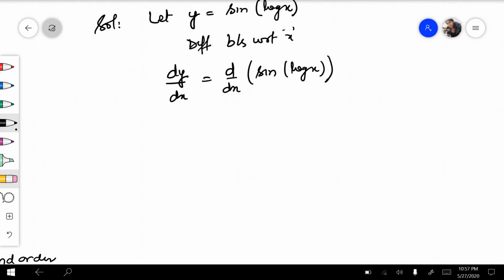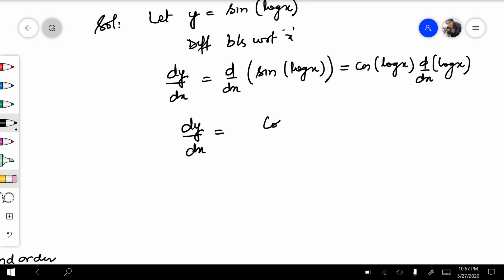साइन का डेरिवेटिव cos into d by dx of log of x, which gives you dy upon dx is equal to cos of log of x, और log x की डिफरेंशिएशन होती है 1 by x. तो सिंप्लीफाई होकर क्या बना cos log x upon x. ये हमारे पास आ गया फर्स्ट ऑर्डर डेरिवेटिव.